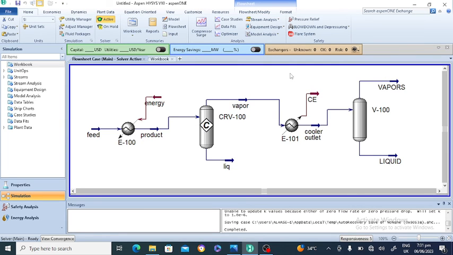So you can recycle this stream to preheat this stream. You can also add some heat exchanger in this place in order to use the heat of this place. So thank you very much for your attention.